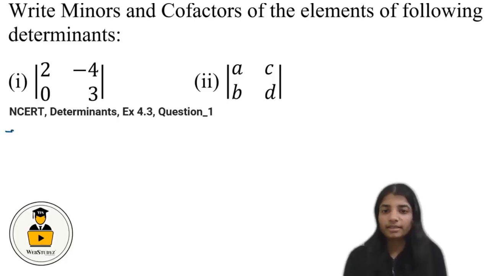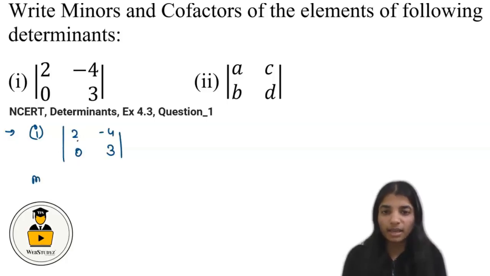Hello students, let's discuss the question. In this question, we have to write down the minors and cofactors of the elements of the following determinants. So the first determinant is given, which is 4, 2, 4, 0 and 3. This is a 2 cross 2 matrix. So firstly, the elements are A11, A12, A21, A22.